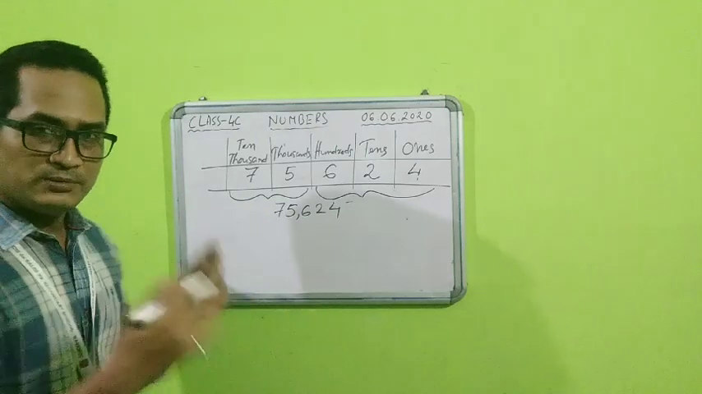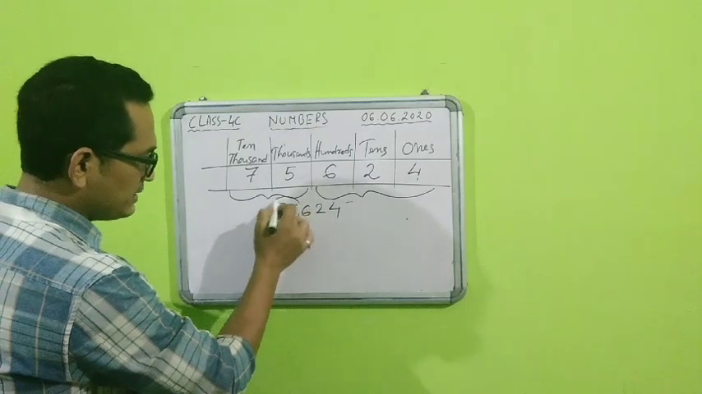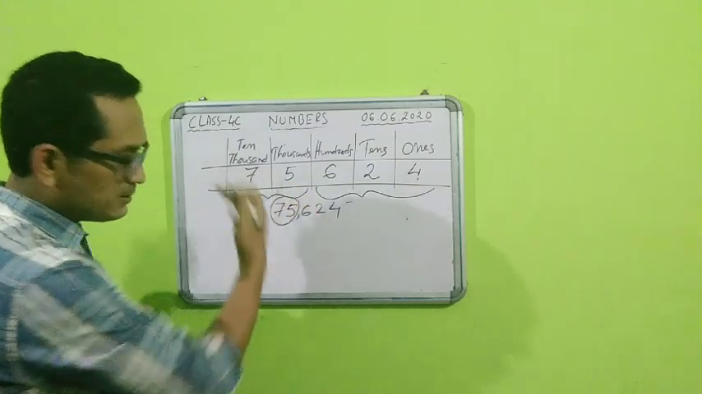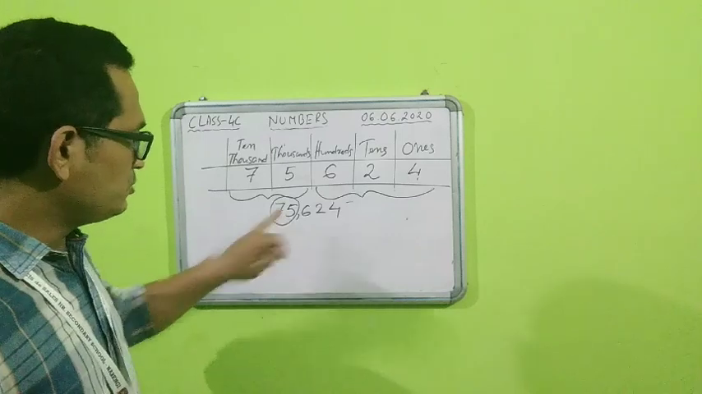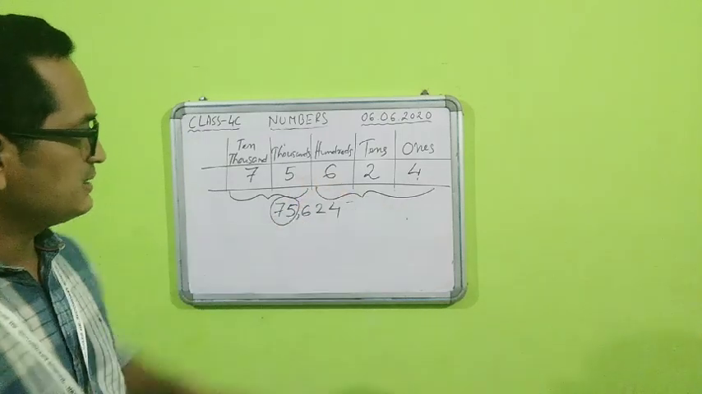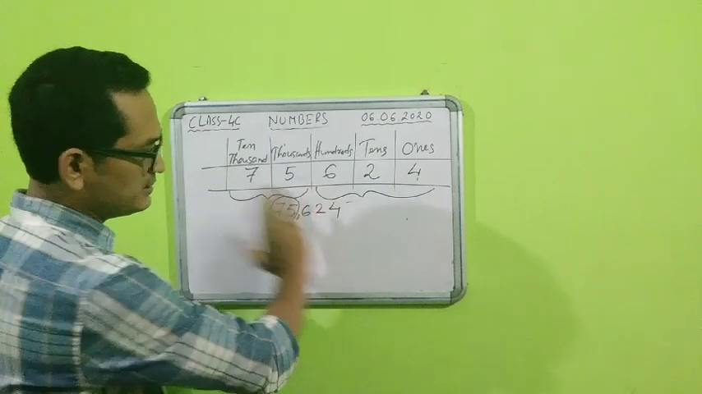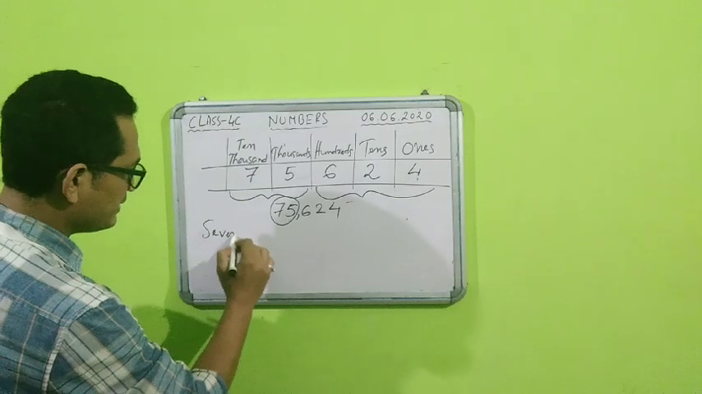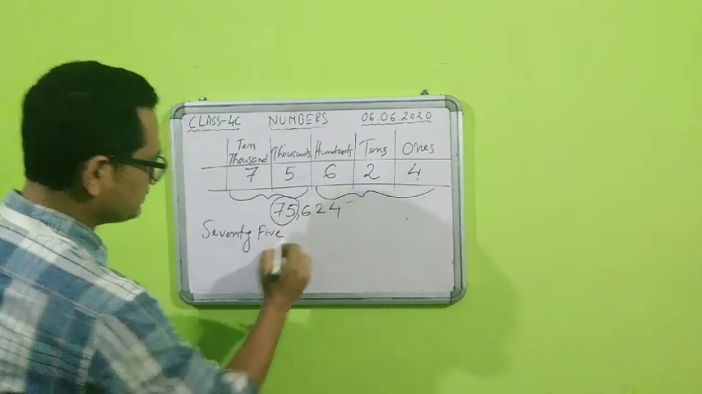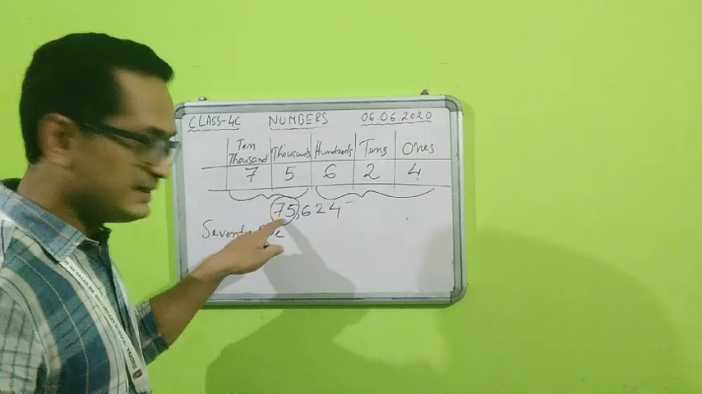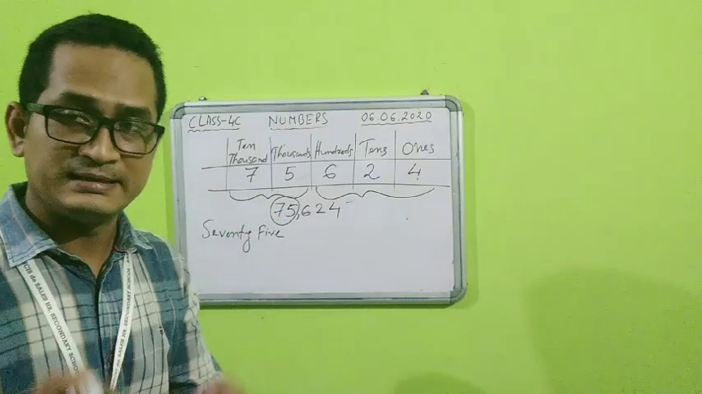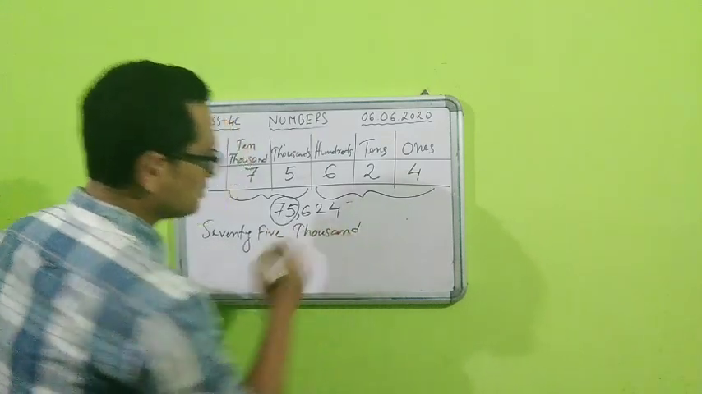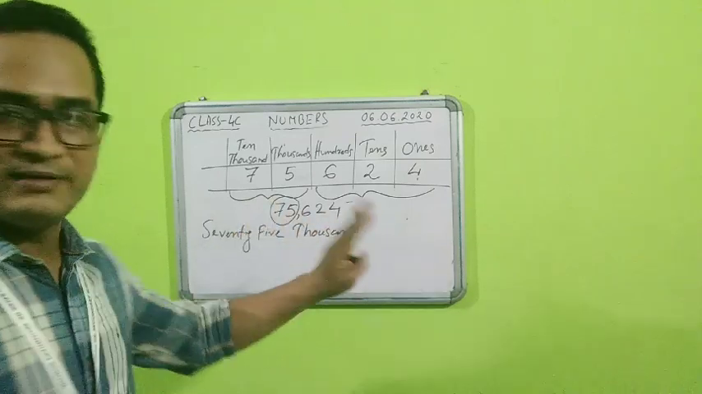Now how will I read it? We always read the number from the left-hand side. So what is the number in the thousands period? Suppose this 624 is not there, then the number would be 75. So I will write 75 first. Now 75 is sitting in which period? It is sitting in the thousands period. So it will be 75,000.